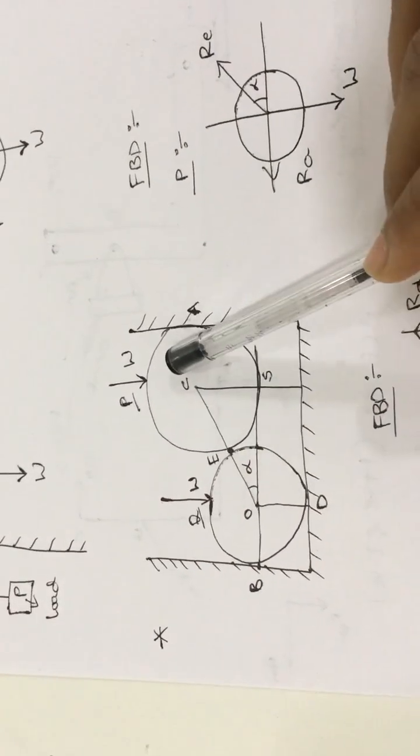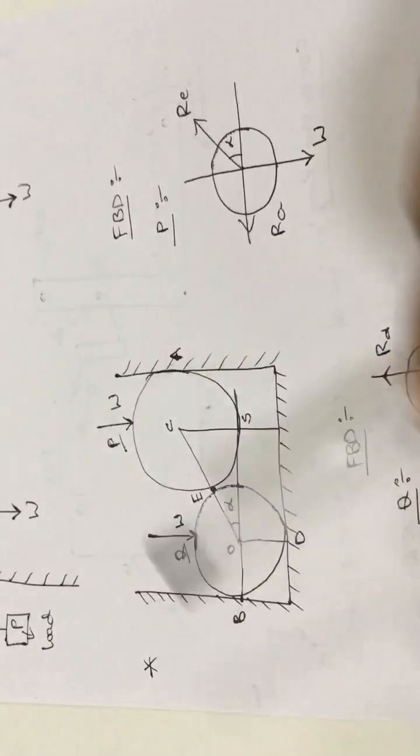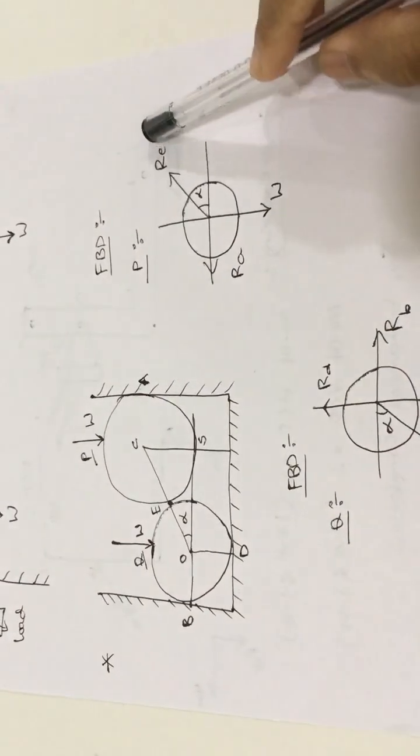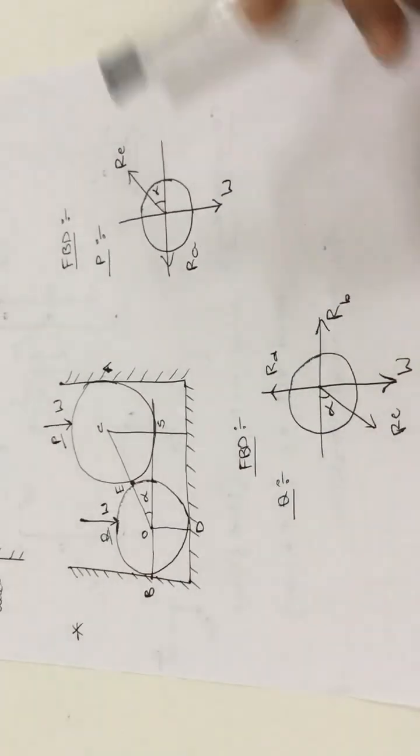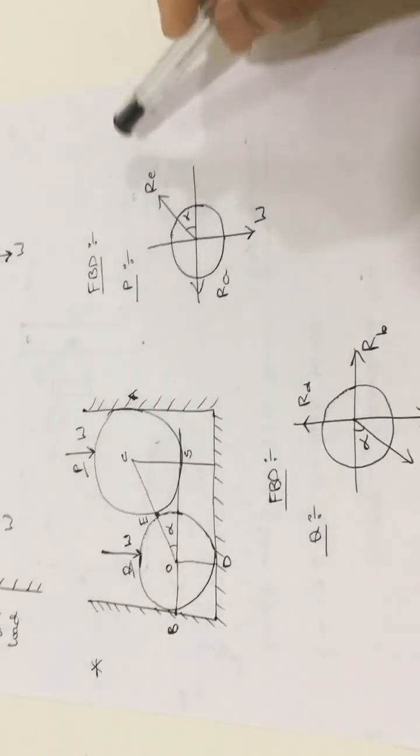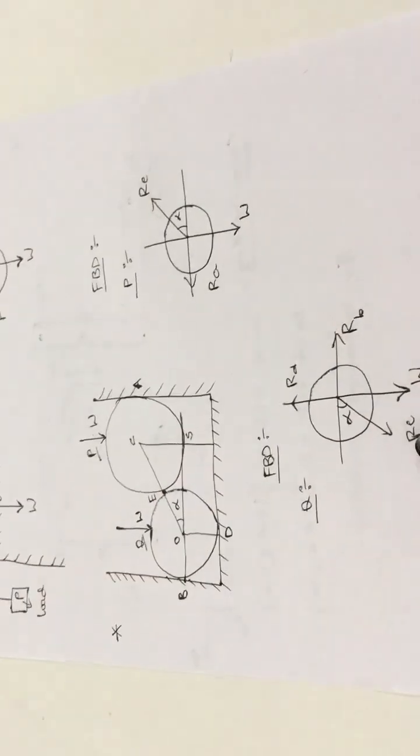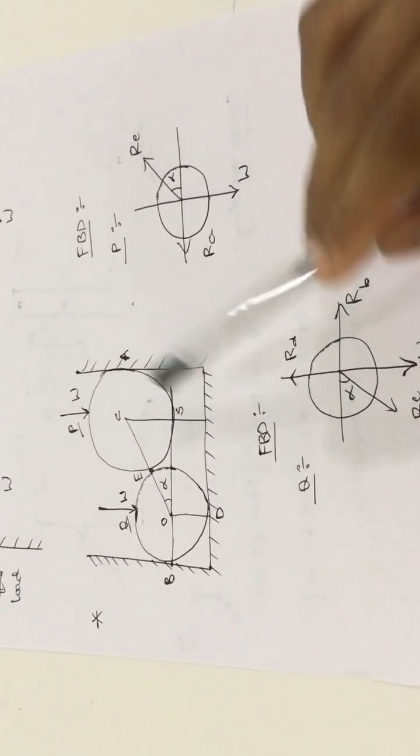Because P ball acting on the Q ball and Q ball acting on the P ball, reactions will be same only. So here RE in the free body diagram and here RE in the free body diagram of the Q ball, magnitudes will be equal, but they will act in the opposite direction. As it is going into the first quadrant, it should go into the third quadrant. So these are the free body diagrams for the P ball and Q ball for this diagram.